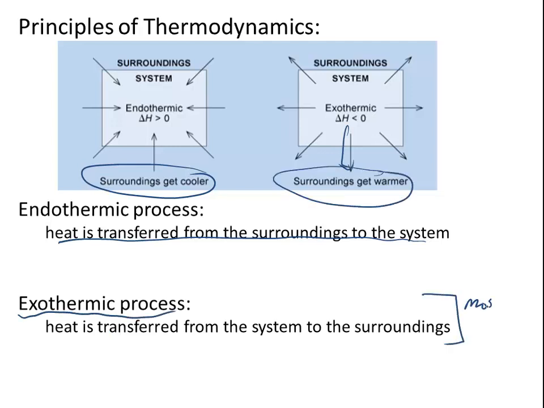Most chemical reactions are exothermic. Not all, but most. Probably around 90% of chemical reactions are exothermic. There's certainly lots of endothermic ones, but for the most part, they're exothermic. Most things that react give off heat when they react.